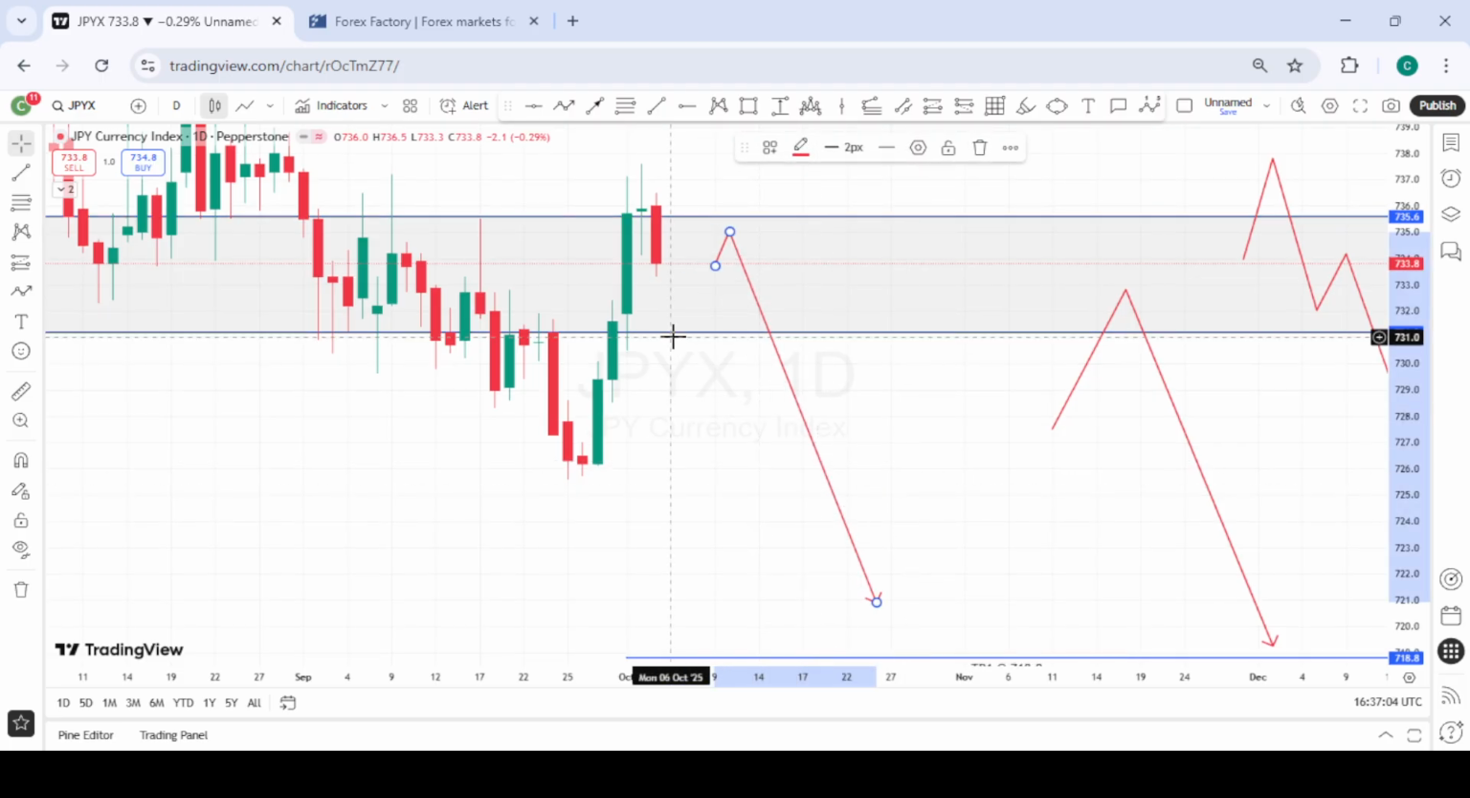So looking at the potential move we are looking out for on the Japanese yen index, we should be looking for more buys on the XXX/JPY pairs, or we should expect weakness in the Japanese yen index for the coming week.